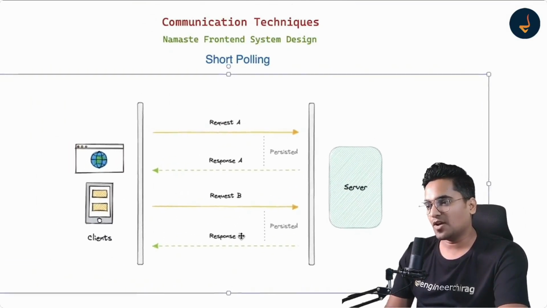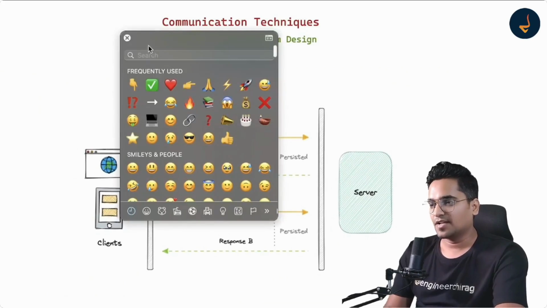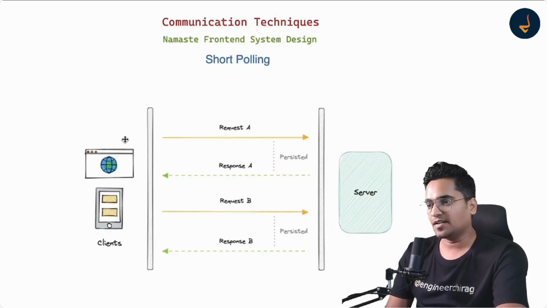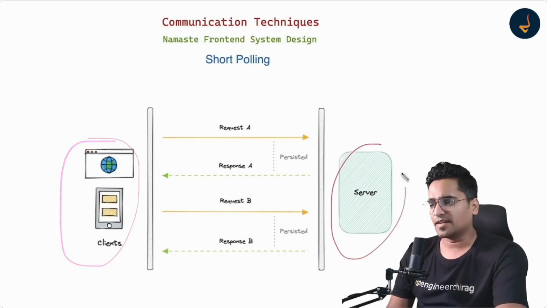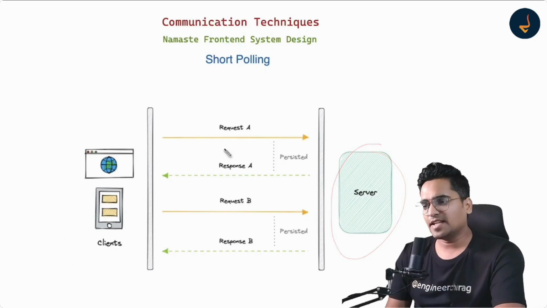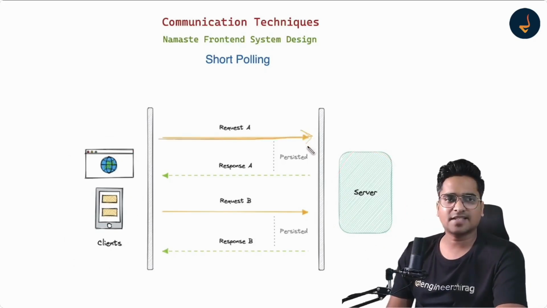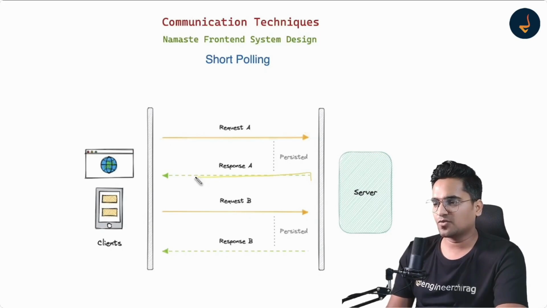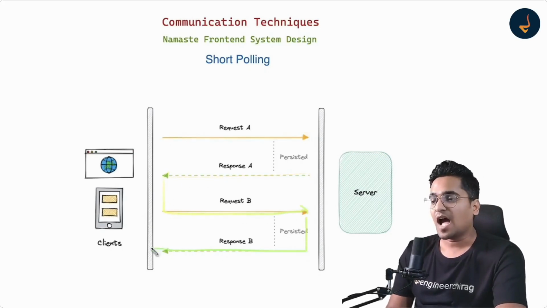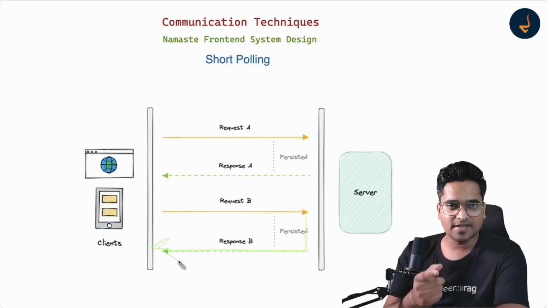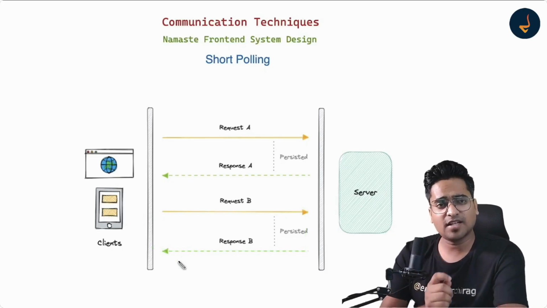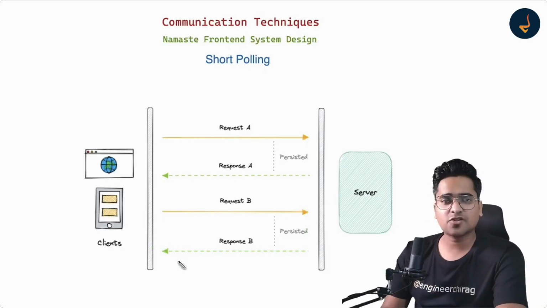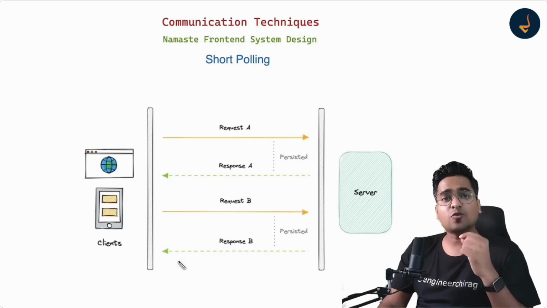So consider an example where you have a client and a server. Your client is something like your browser, and you have a server. We make a request to the server, asking, give me the data. The server gives you the response. Now, after some time, again I say, give me the data, and the server gives it back. When we do this job iteratively, at an interval, and keep asking, give me the new data, that is called short polling, where we want something to happen in real time.